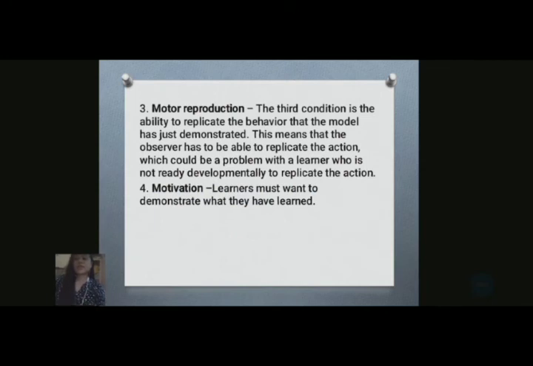And last, we have motivation. Learners must want to demonstrate what they have learned. This is the final and the most necessary ingredient for modeling to occur. So motivation is really important in order to successfully model a behavior. And remember that since these four conditions vary among individuals, different people will produce the same behavior differently.